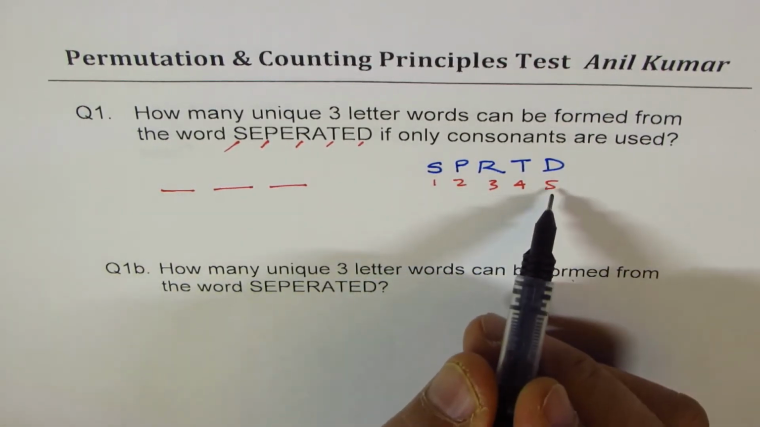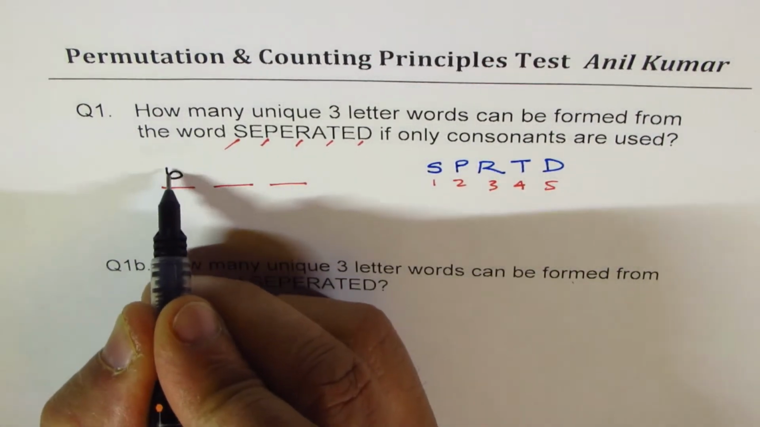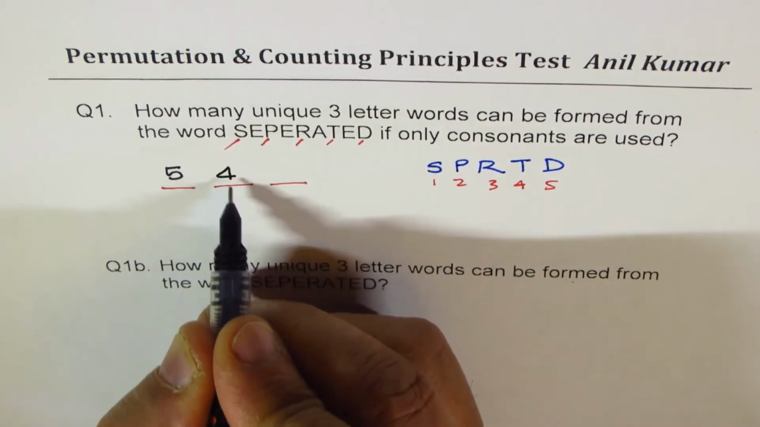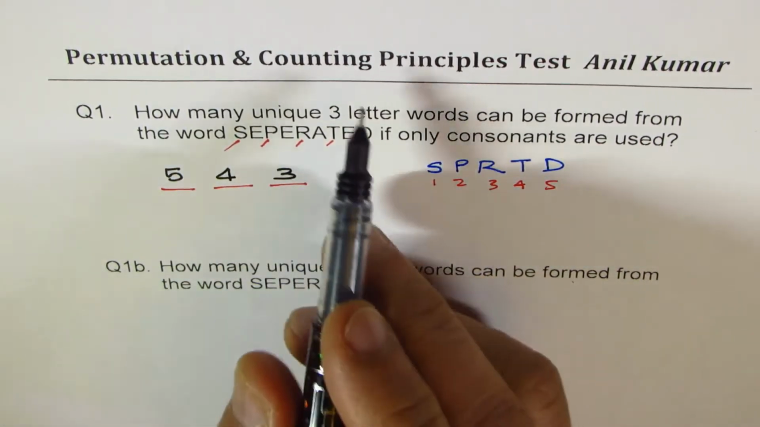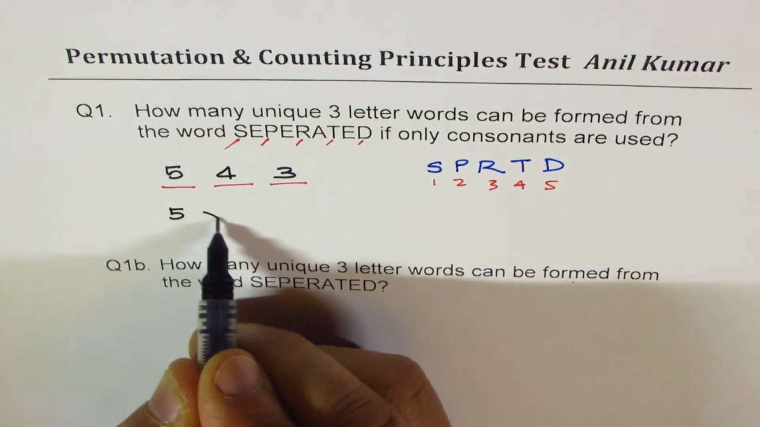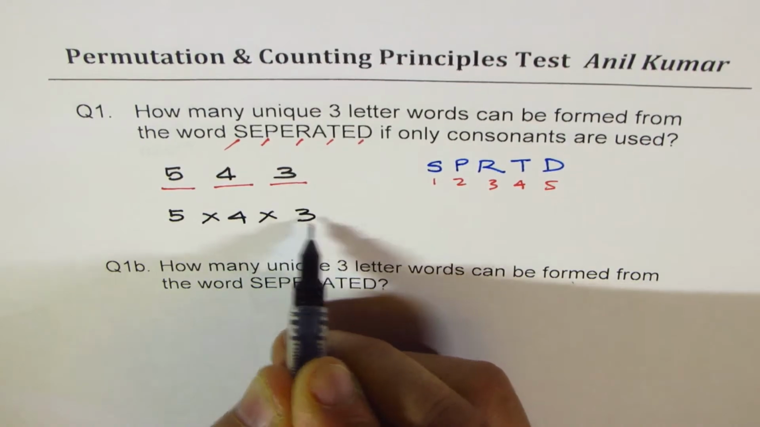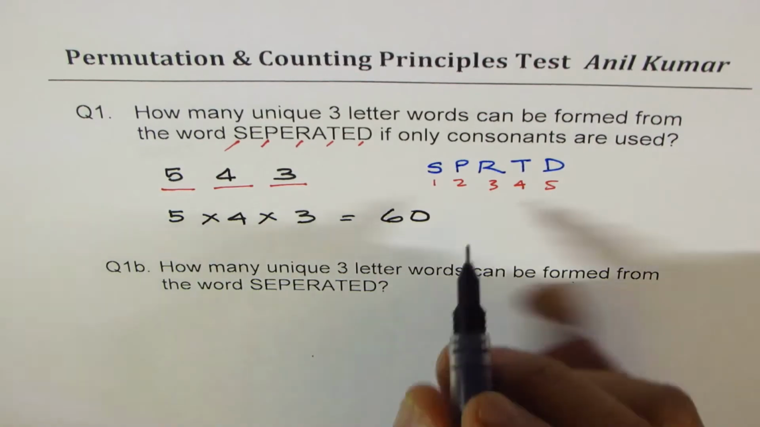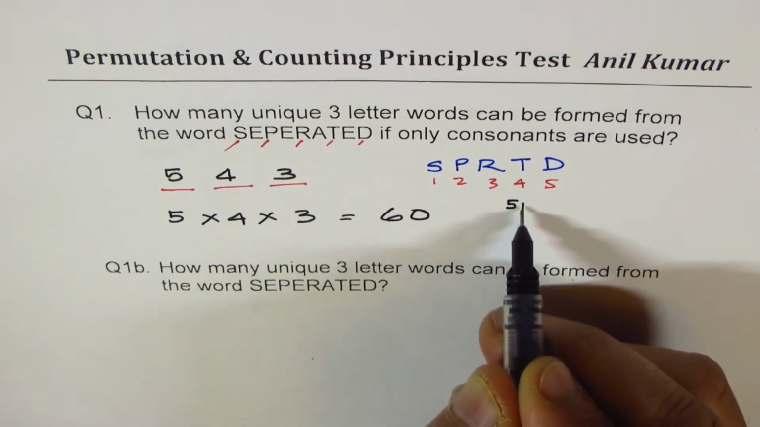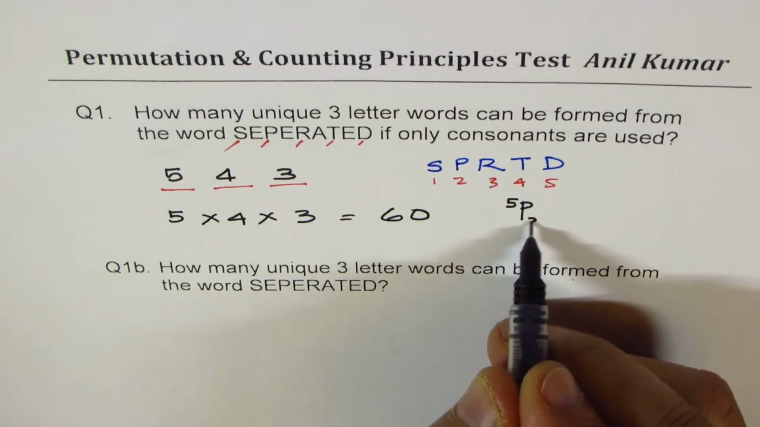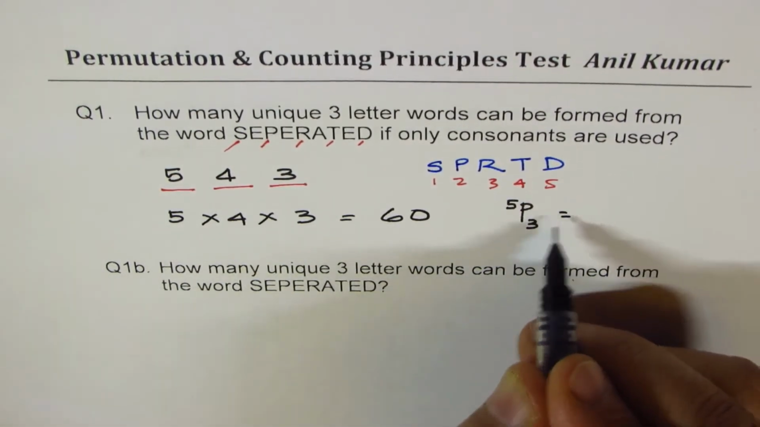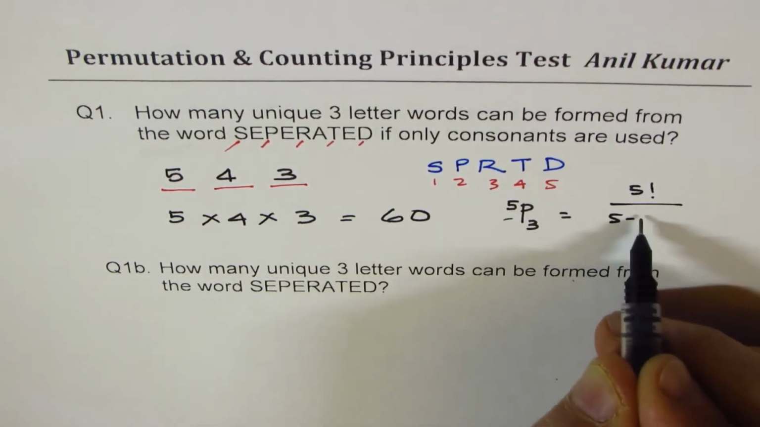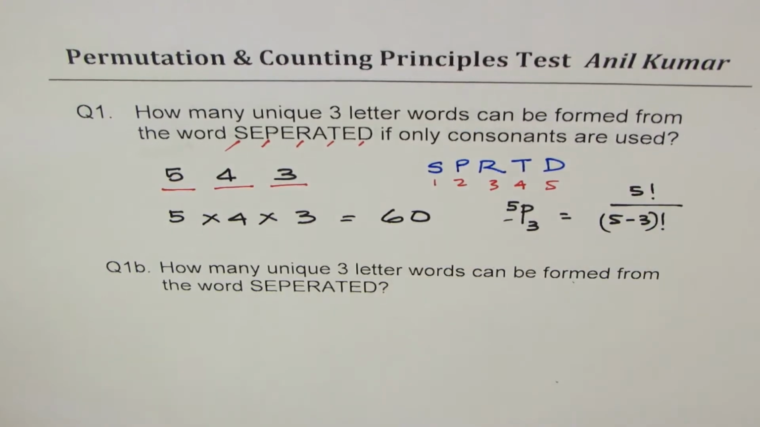So you have choices. You could put any 5 of them here, right? And then once you place a letter here, you're left with 4, and then you're left with 3. And therefore, using our counting principles, we get the answer as 5 times 4 times 3, which is 20 times 3 as 60, correct? Now using permutation, you could have answered this. Out of 5 permutations, we are looking for 3 positions, right? So the nPr formula can be applied, and you can also find this answer using a calculator or without a calculator. So that gives you 60.